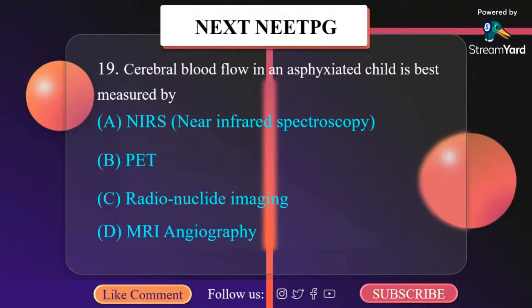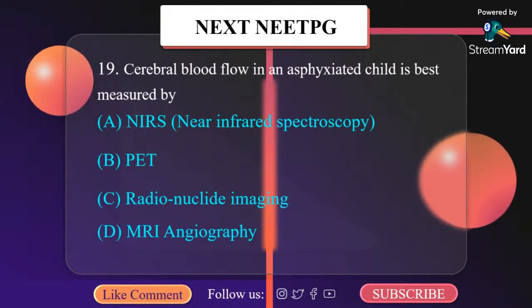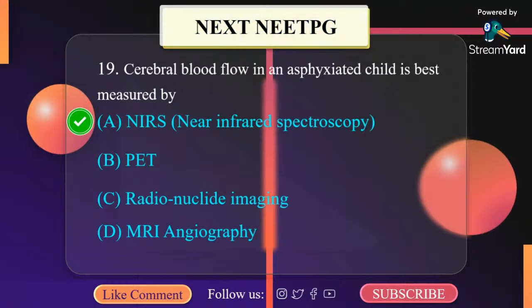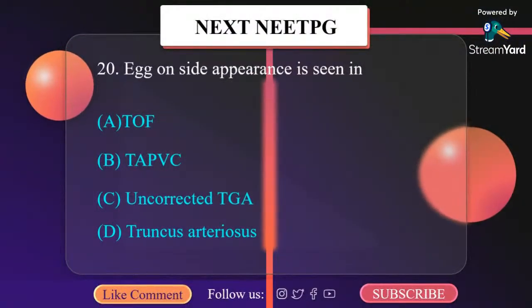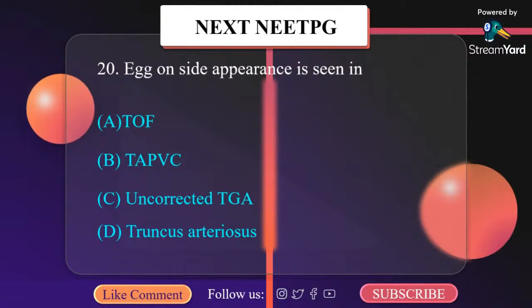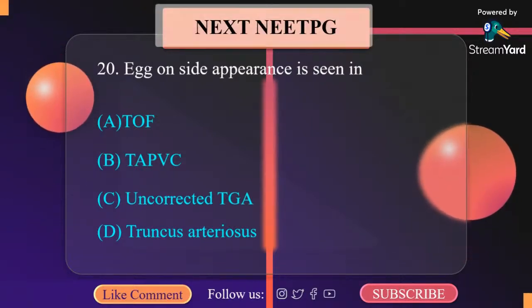Cerebral blood flow in an asphyxiated child is best measured by A. NIRS, near-infrared spectroscopy, B. PET, C. Radionuclide imaging, D. MRI angiography. It is NIRS. Egg on side appearance is seen in which of the following? A. TOF, B. TAPVC, C. Uncorrected TGA, D. Truncus arteriosus. It is uncorrected TGA.